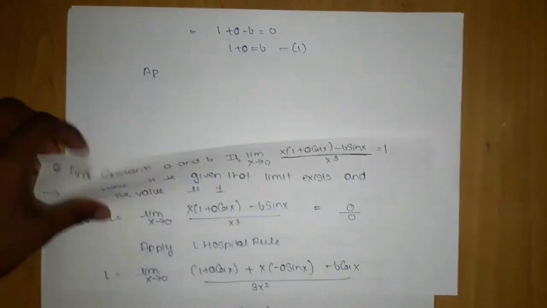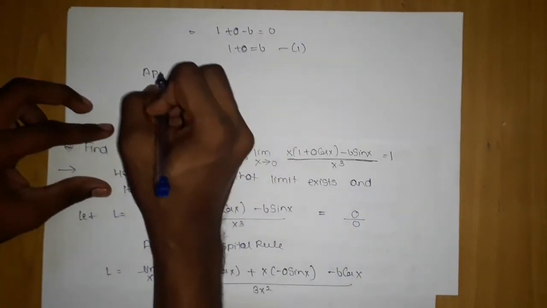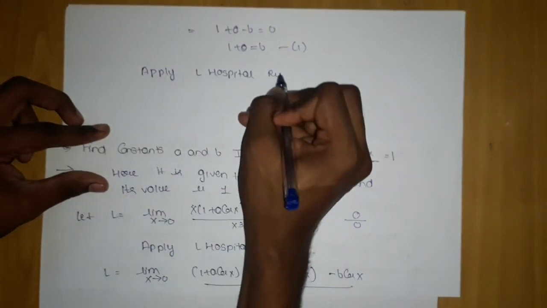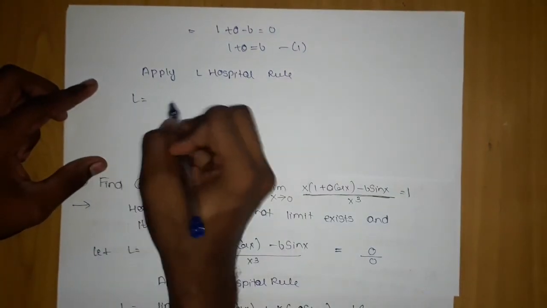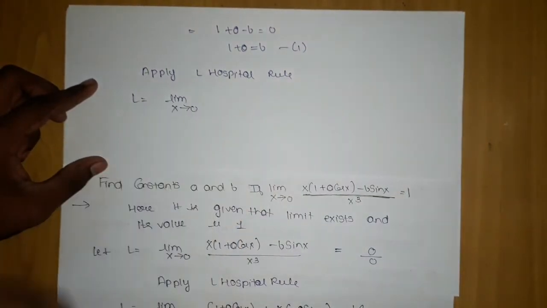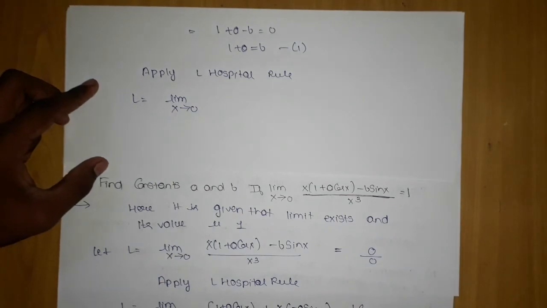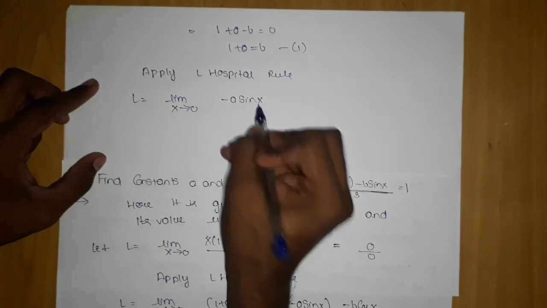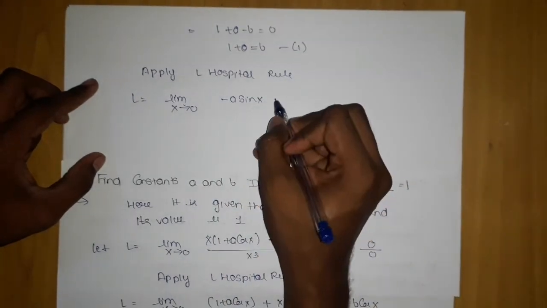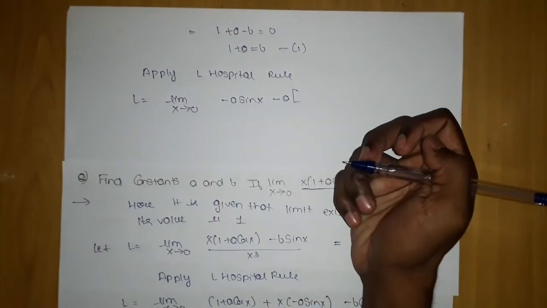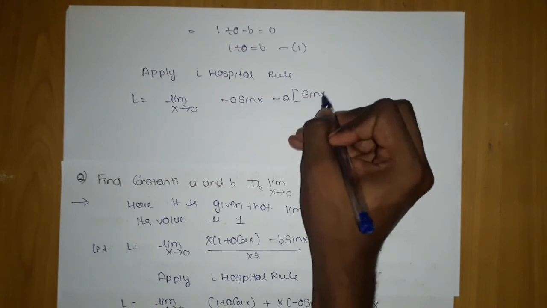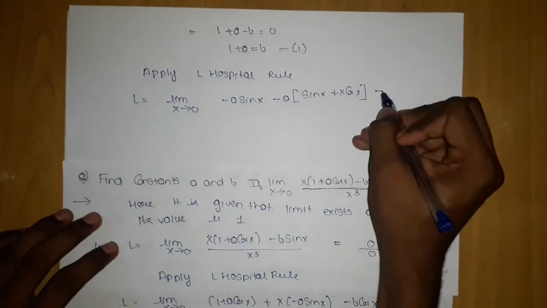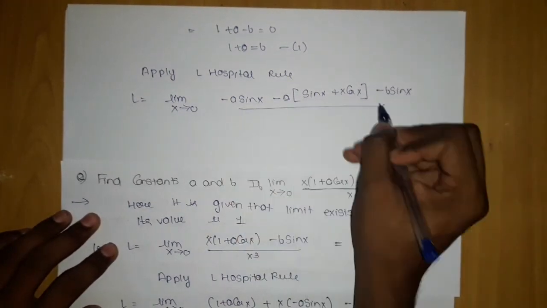Now since it is equal to 0, I am getting again 0 by 0. Apply L'Hopital's rule. What we are getting here is minus a sin x. Here a I will keep outside, minus outside, we will have sin x, then we will have x cos x. Here we will have minus b sin x, the whole by 6x.